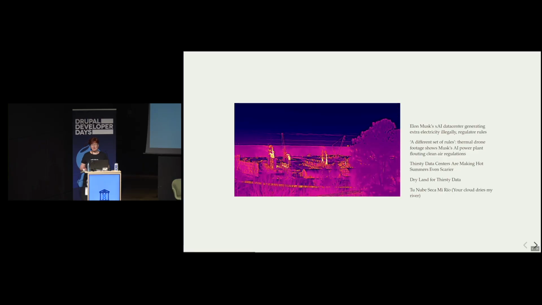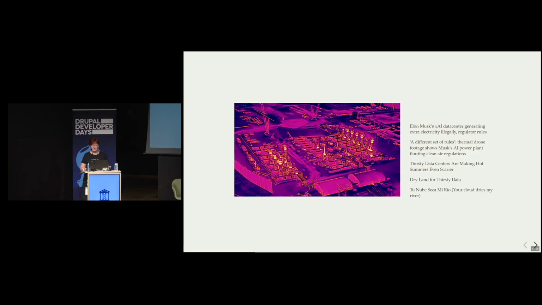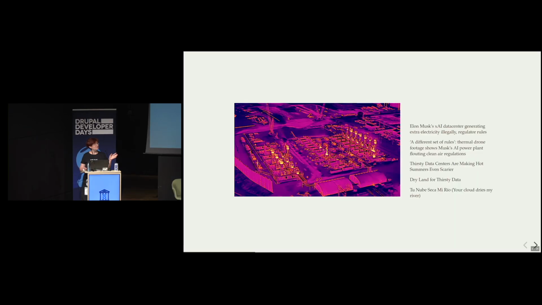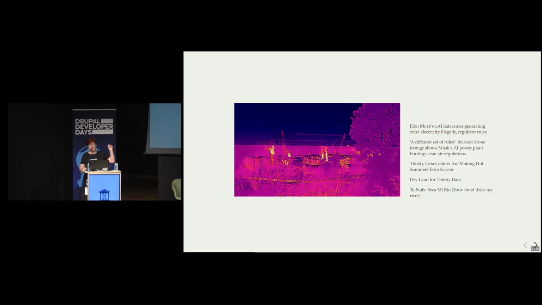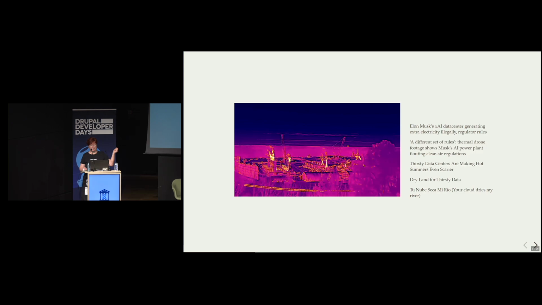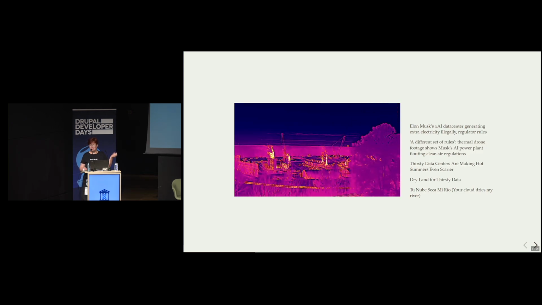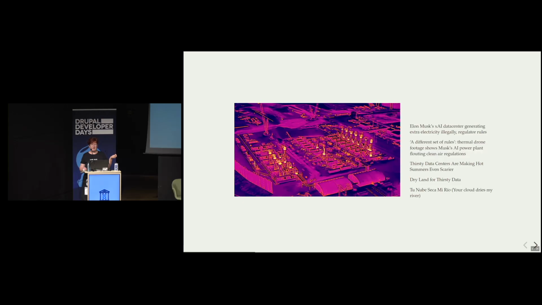These infrared pictures you might have seen are from xAI's data centers in Memphis and Mississippi. That's gas turbines that are used for cooling. That's producing nitrogen oxides, which is a smog-producing gas, very unhealthy to breathe in.